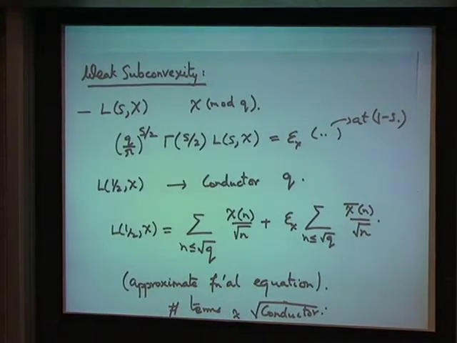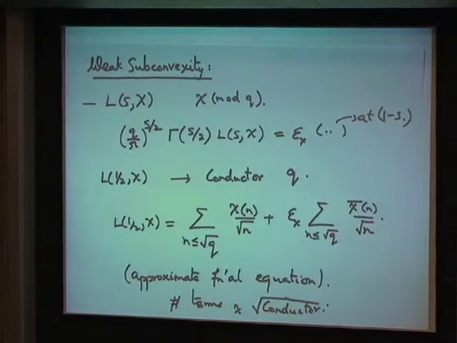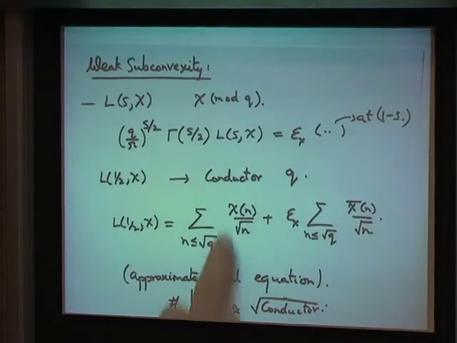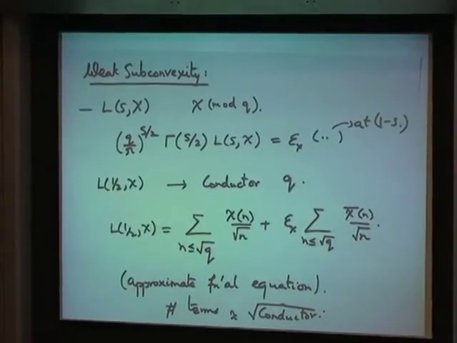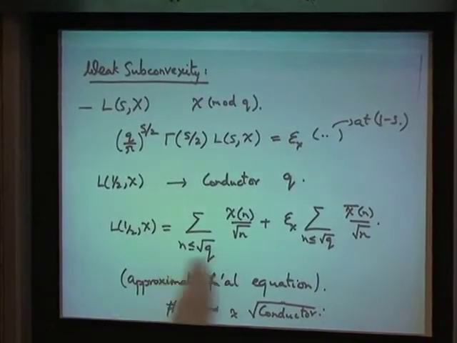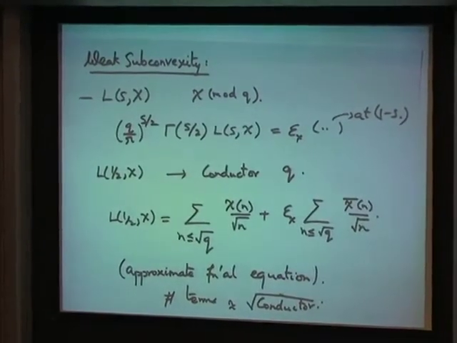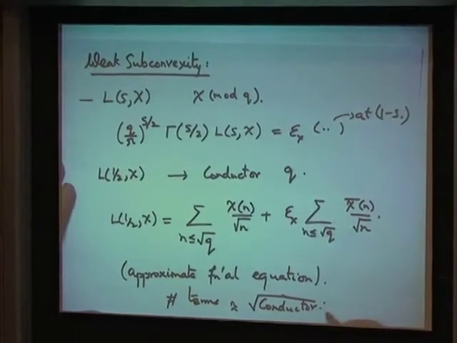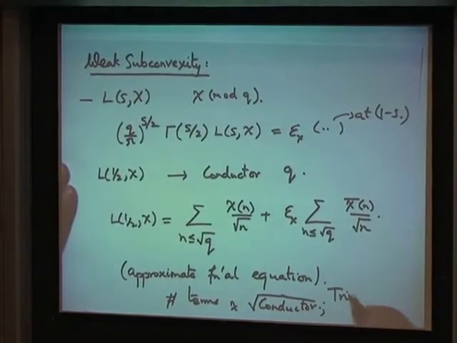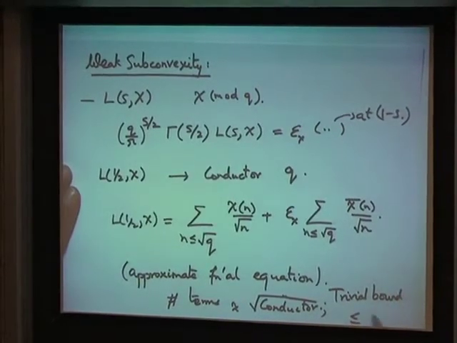If you have an expression like this, you can see why the convexity bound would be the conductor to the 1/4, because if you just put absolute values everywhere, you know nothing about the cancellation of the character sums chi n. If you replace them all by 1, then you would get a sum over n up to square root of q of 1 over square root of n, which gives me a q to the 1/4. So the trivial bound is q to the 1/4 in this case.